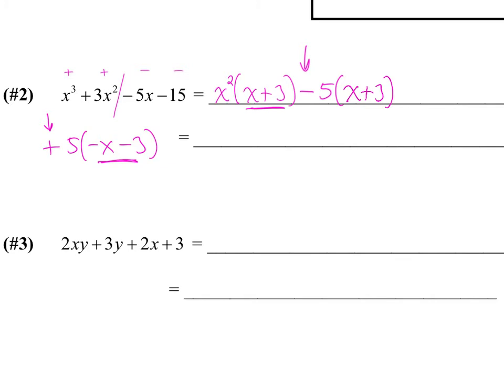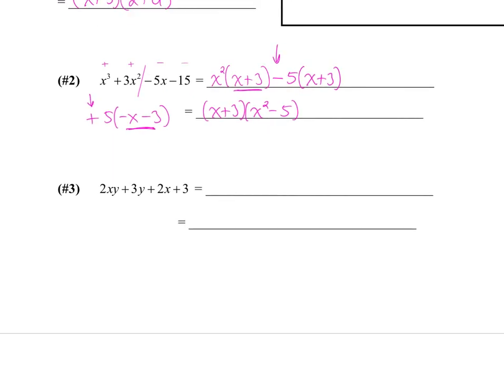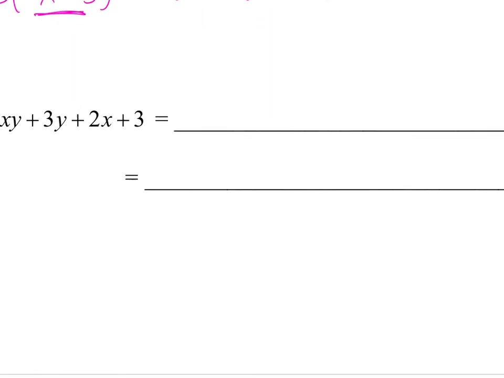All right. So now we got to pull out our GCF, which is x plus 3. And what's left inside the parentheses is x squared minus 5. And there we go. Okie dokie. All right, last example on this page.